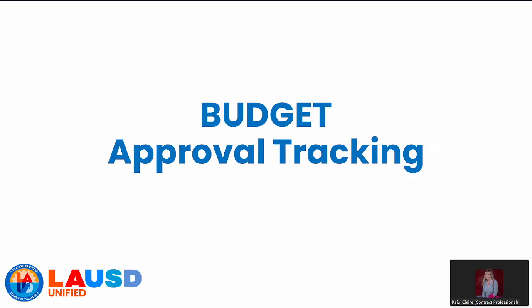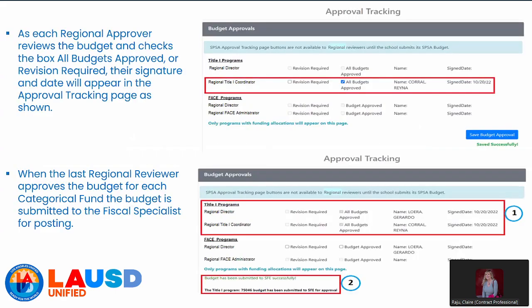And now I'll cover budget approval tracking. As each regional approver reviews the budget and checks the box All Budgets Approved or Revision Required, their signature and date will appear in the approval tracking page. When the last regional reviewer approves the budget for each categorical fund, the budget gets submitted to the fiscal specialist for posting.